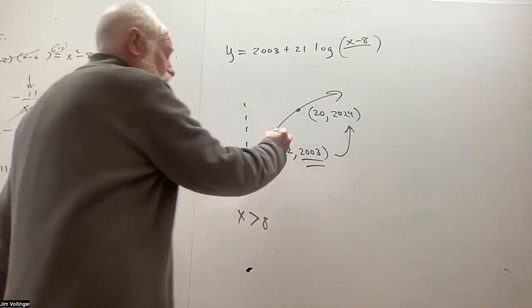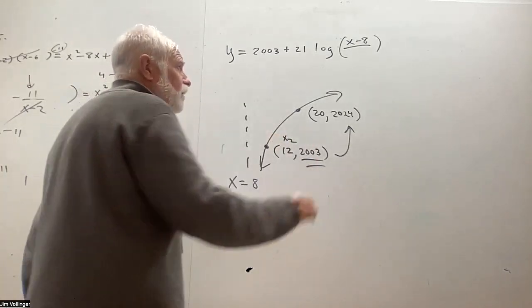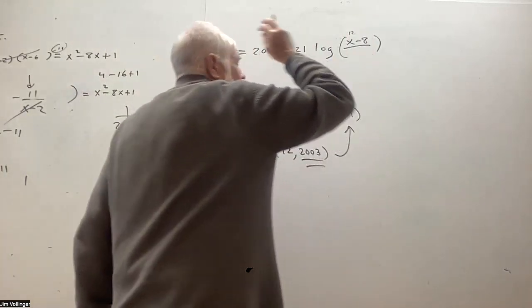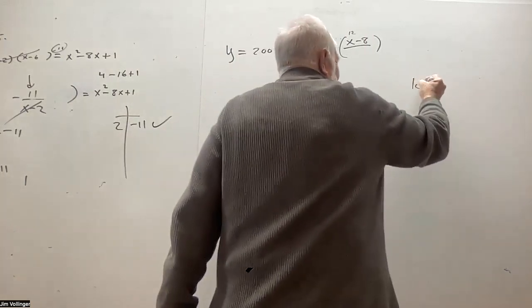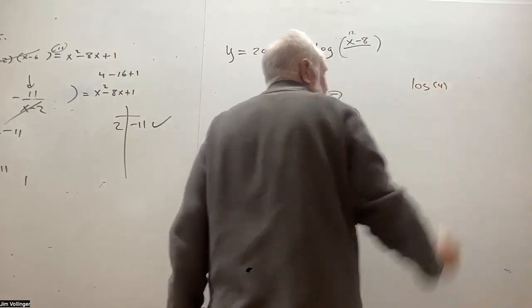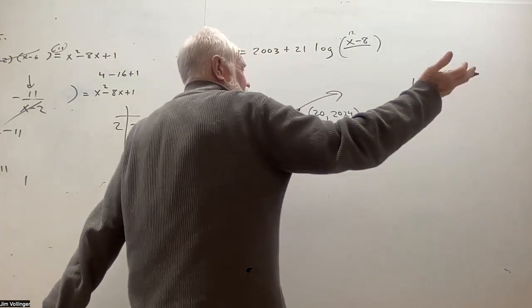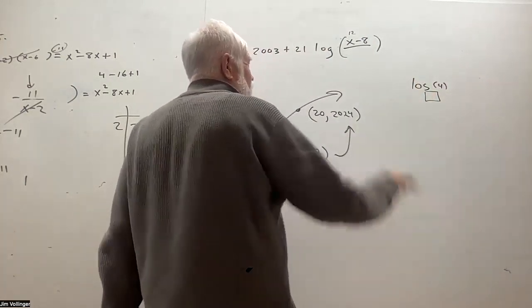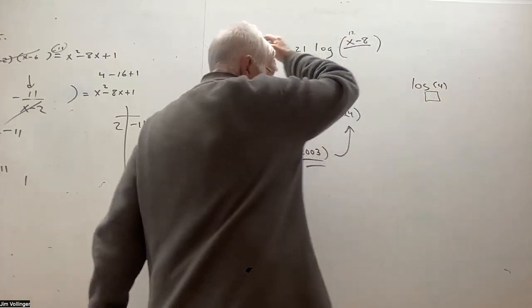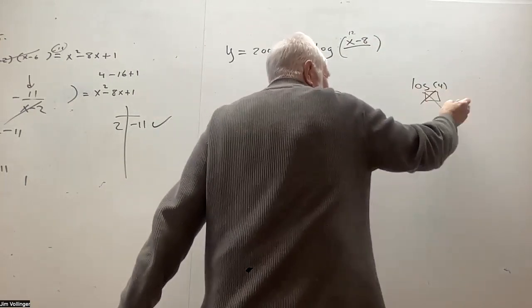Oh, what do you got? You got your second x here, which is 12. So let's put 12 in here. 12 minus 8 is 4. I don't know what log 4 is, regardless of the base. I don't know what it is because I don't know the base. I suppose right now it's base 10, but we're just constructing this, so we don't have a base yet.